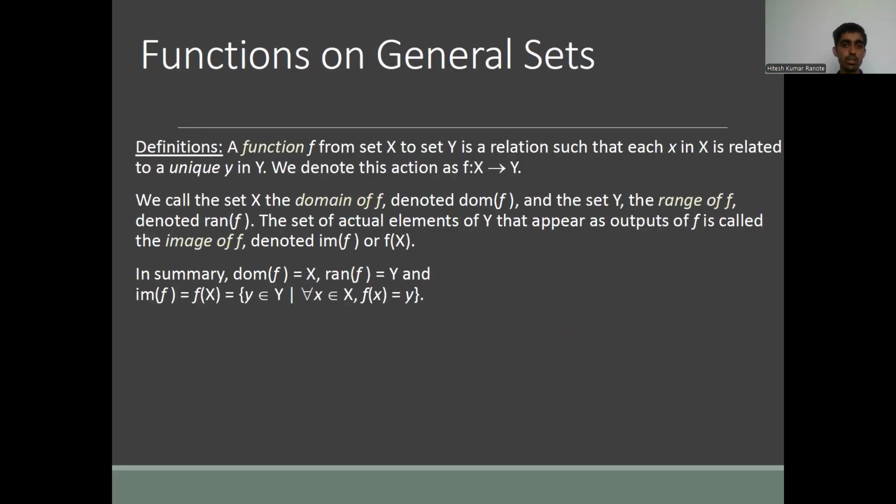Function on general set. A function f from set X to set Y is a relation such that each x in X is related to a unique y in Y. We denote this function as f(x) = y. We call the set X the domain of f, and the set Y is the range of f. The set of actual elements of Y that appears as output of f is called the image of f, denoted image f or f(X).